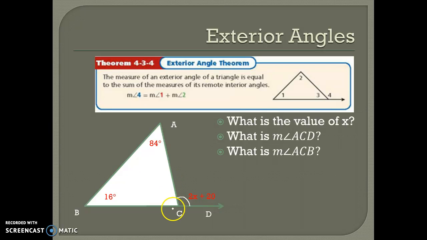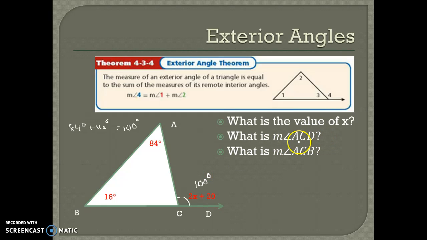What's important is that that exterior angle is always equal to the sum of the remote interiors. So basically, this outside angle, this exterior angle, is equal to the two angles it doesn't touch added up. So for example, 84 plus 16 is 100 degrees. 84 degrees plus 16 degrees equals 100 degrees. What that means is that angle ACD is actually 100 degrees.